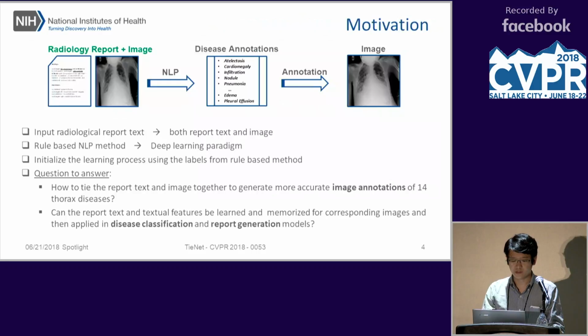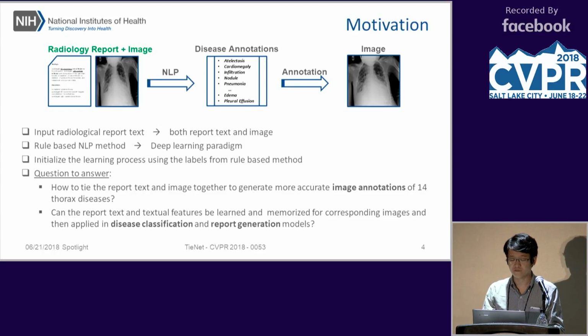So in this year's work, we want to improve the quality of the labels by using both the images and the associated reports, and using deep learning techniques. The rule-based NLP method is replaced with a learning-based approach, and the NLP-mined labels are used to initialize the learning paradigm. There are two main questions we want to answer here.